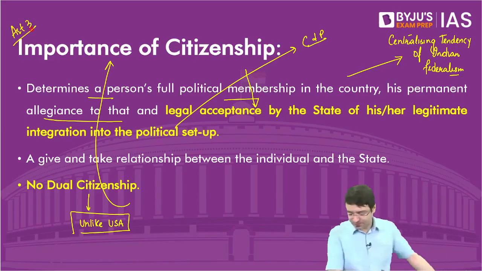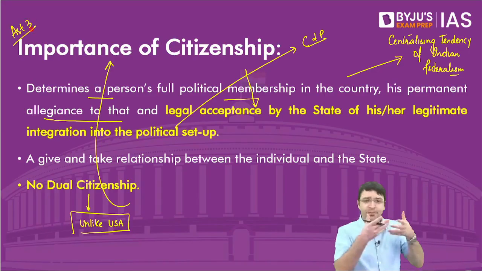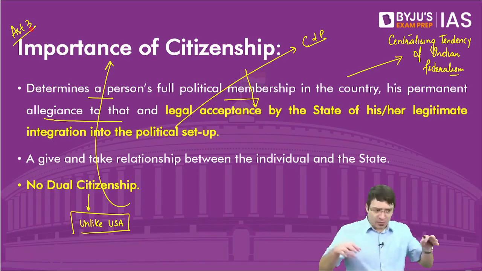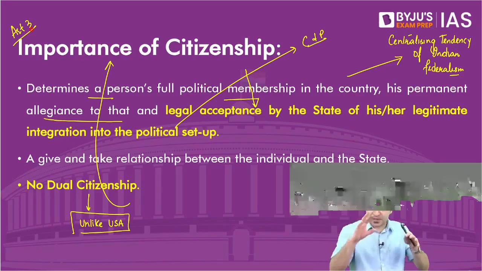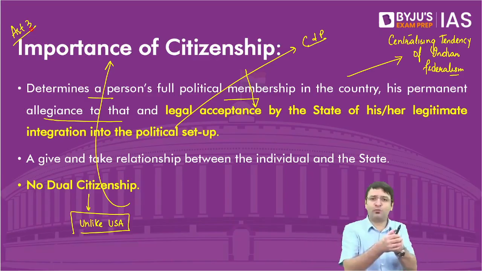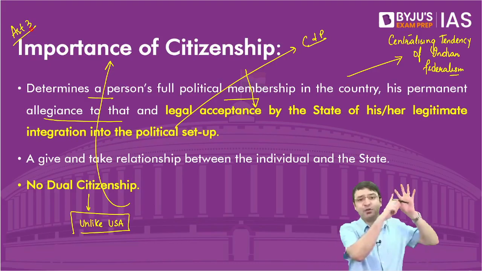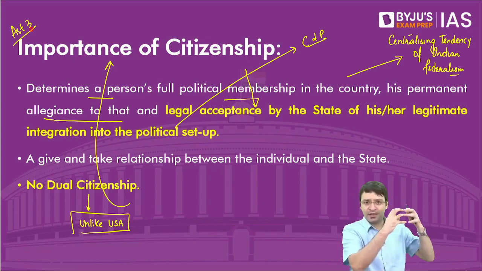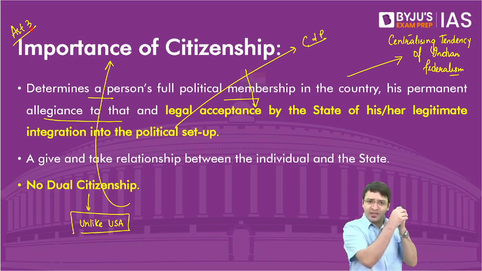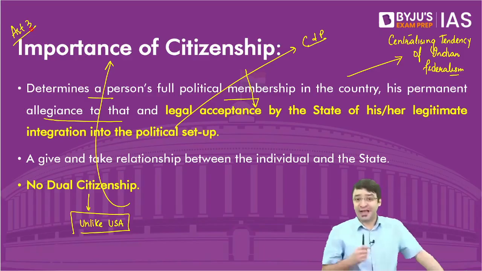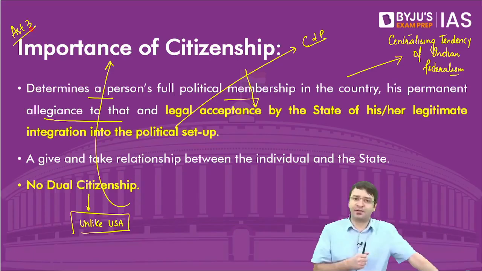Article 3. What is Article 3? Parliament may by law increase the area of a state, decrease the area of a state, alter the boundaries of the state, change the name of a state, bifurcate a state, trifurcate a state, merge two or more states together. But this is not the power given to the states. This is the power given to the center, Parliament. That means the Constitution has created a strong center where it can divide, bifurcate, merge states. So that is a centralizing tendency of Indian federalism.